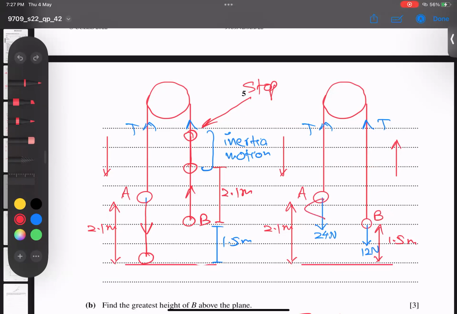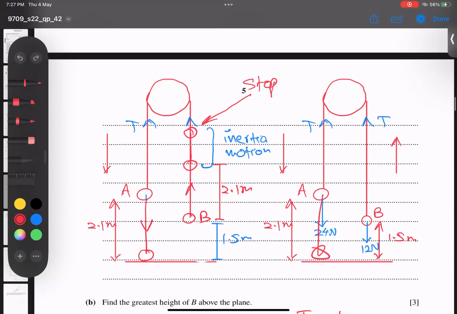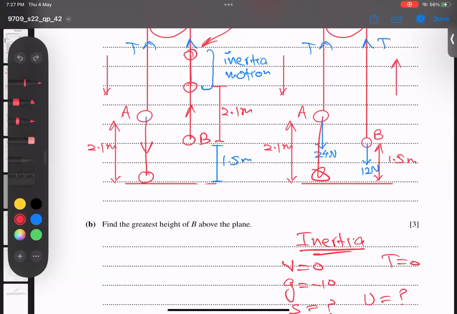So just before hitting, the speed of particle A and particle B are both the same. It means just before hitting, when A and B reach here, the speed is the same. So can I say, students, this speed and this speed are the same? Exactly. And for your knowledge, I'm writing a title here for A.